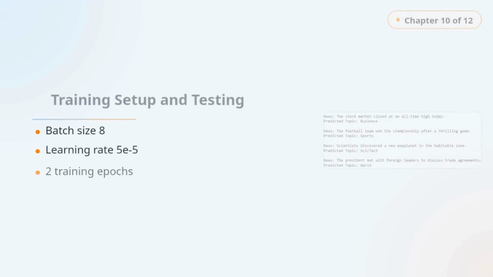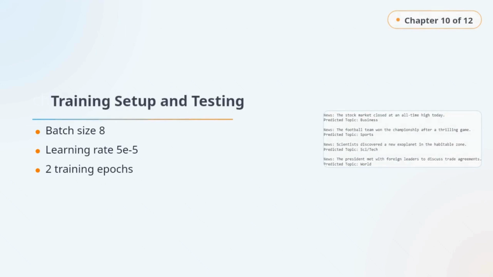In the example, the model is trained with a batch size of 8, learning rate of 5e-5, and 2 epochs for quick results. Accuracy is used as the evaluation metric. After training, the model is tested on sample news text and predicts labels like business, sports, sci or tech, and world.